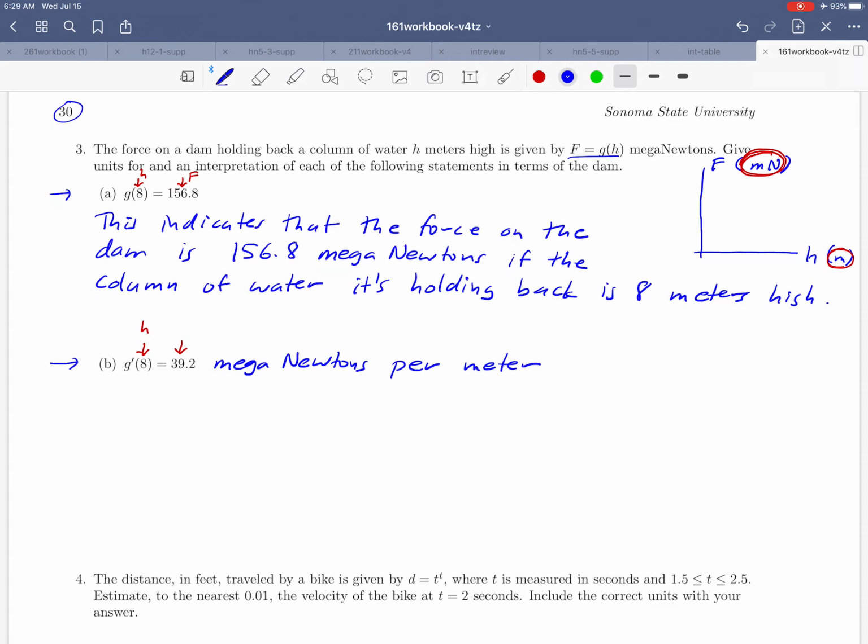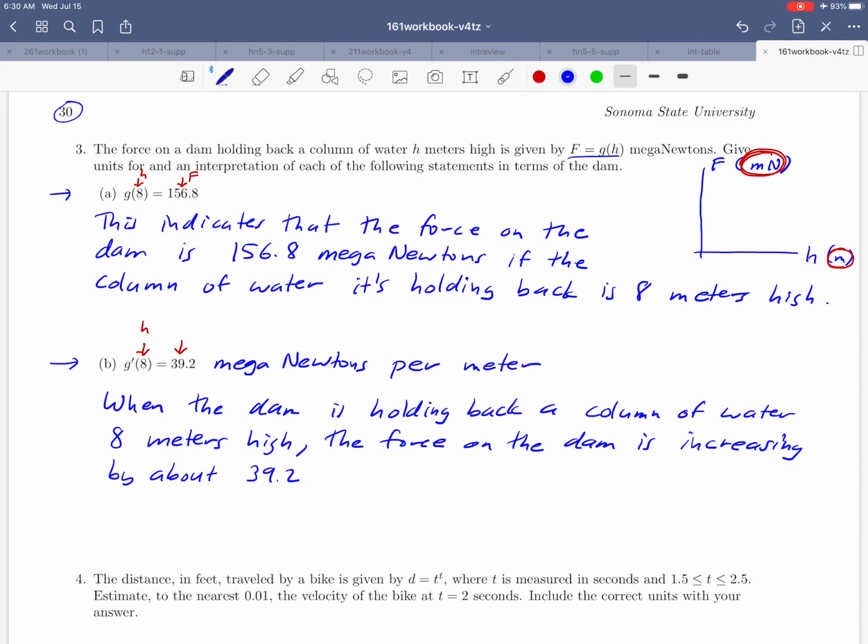Okay, so here comes a possible explanation. So, when the dam is holding back a column of water 8 meters high, the force on the dam is increasing by about 39.2 meganewtons for each meter increase, or each meter that the height of the column of water increases.